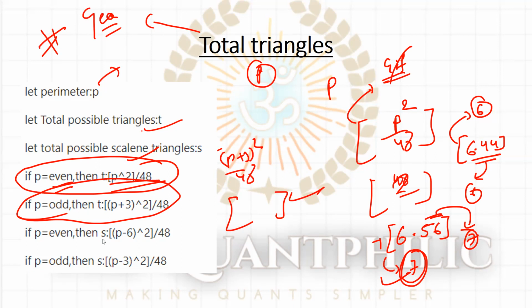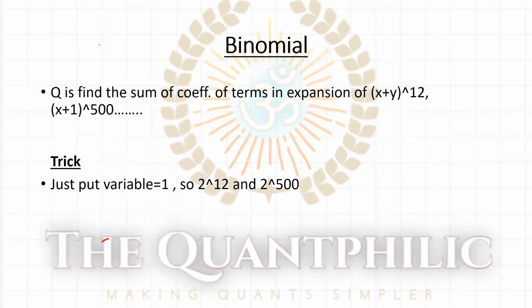Now this S means scalene triangles. T means total triangles, S means scalene. So scalene possible is this much, and the total possible is this much. Easy one. Now the next one is also very important, and you can easily use this.